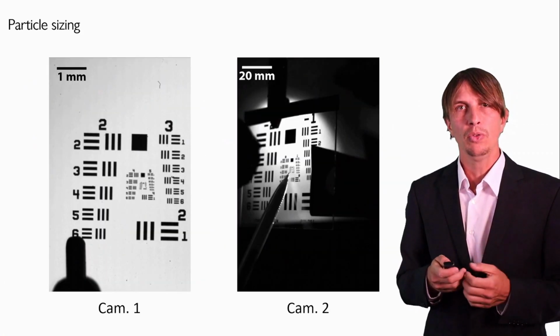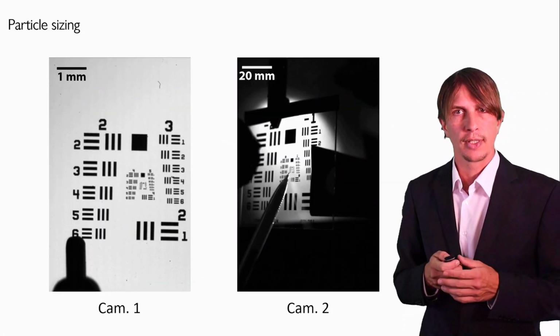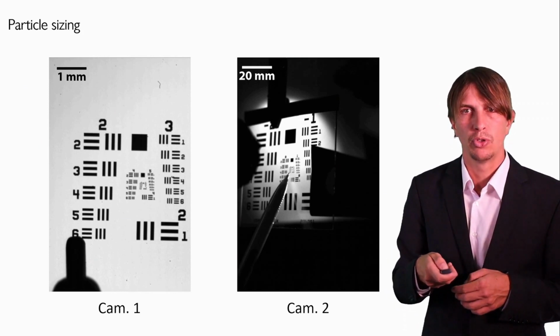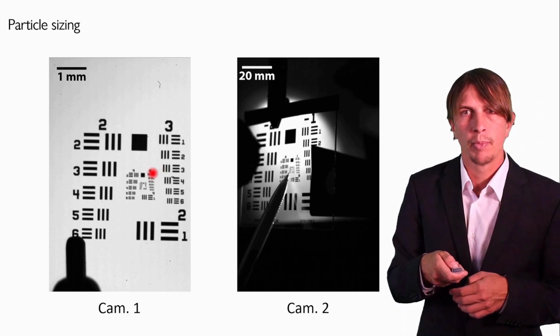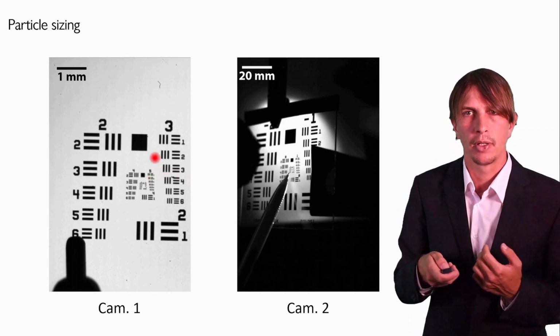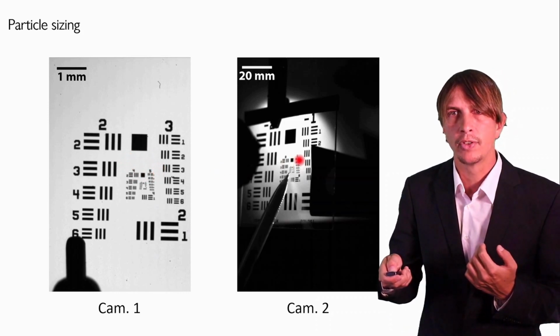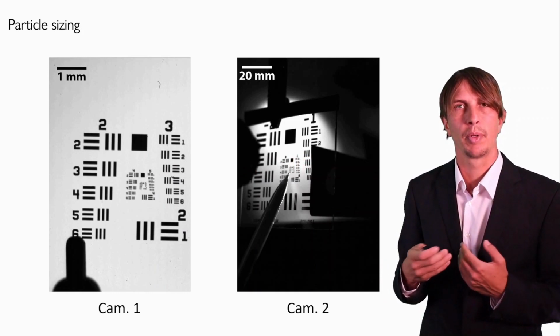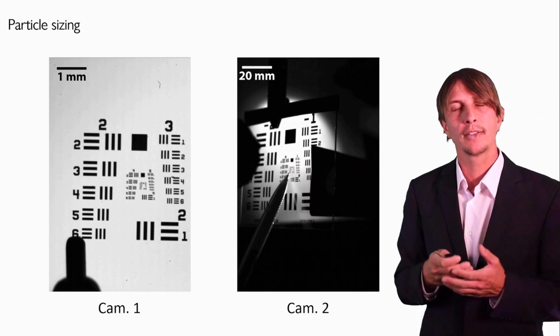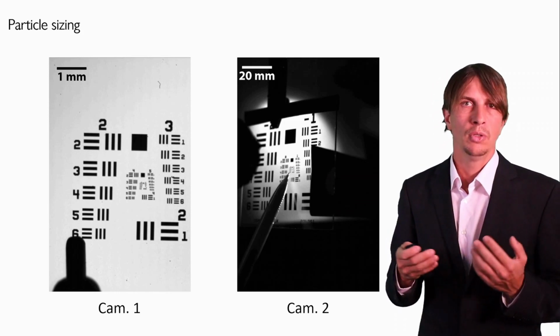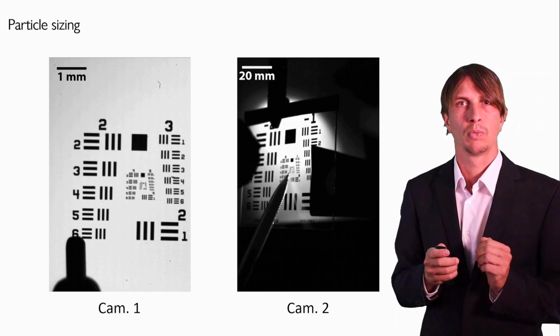If we now use this high-resolution test target, we can compare camera 1 and camera 2 resolution. Around this number 5, for example here, we have 32 lines per millimeter that we can clearly see in camera 1. While in camera 2, here, we have this number 1, which is only 2 lines per millimeter. So camera 1 is capable of resolving droplets down to 20-30 microns.